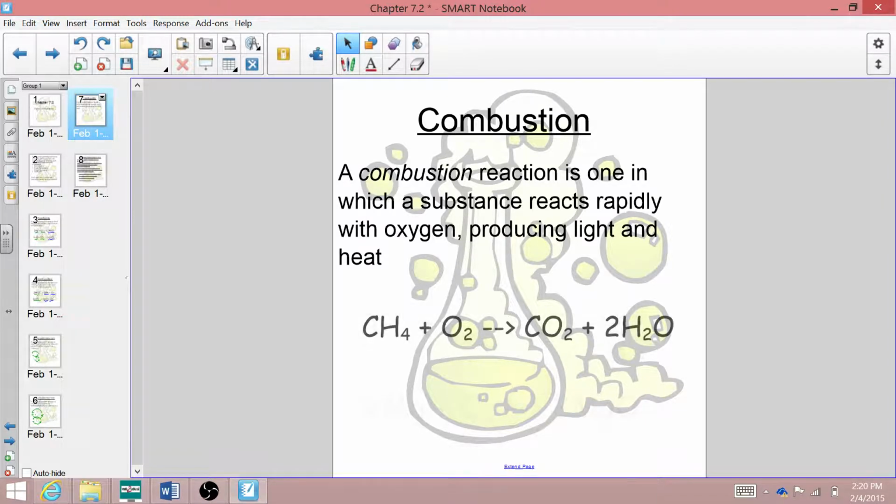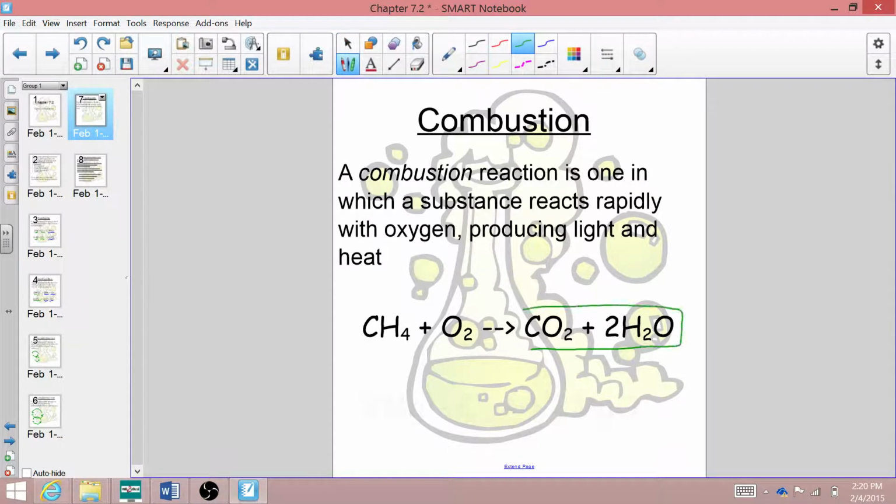So an example of that is methane. Methane is a natural gas, and when natural gas is exposed to oxygen and ignited with a spark, those two things are going to combine, and they will end up producing heat and light, as well as letting off carbon dioxide and water. Now, in general, a lot of combustion reactions are going to have these products, carbon dioxide and water. However, not all combustion reactions are going to give off these products.